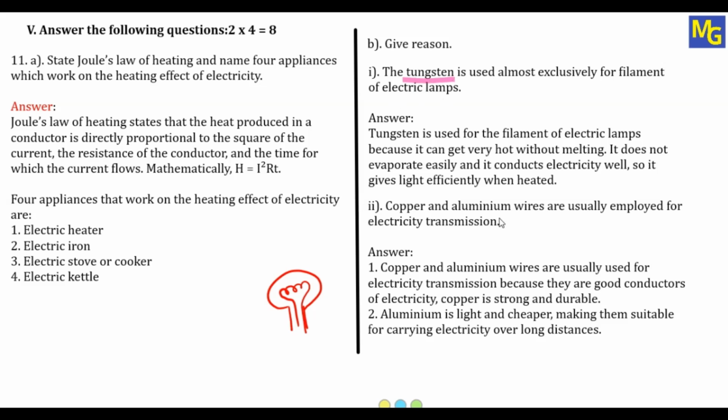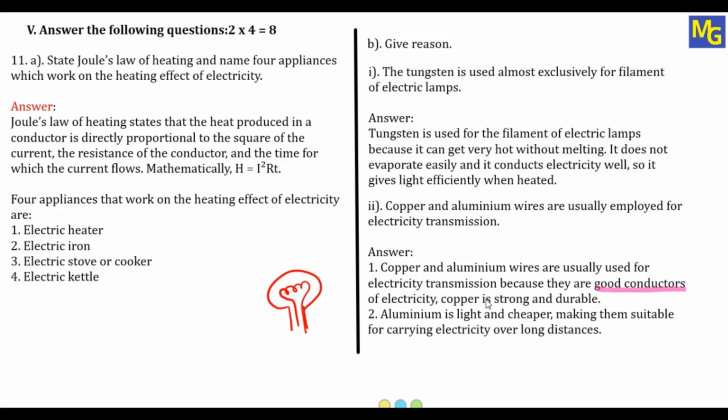Second, copper and aluminum wires are usually employed for electricity transmission. Especially in electric circuits, copper and aluminum wires are used. Why? We have to give the reason. First, copper and aluminum wires are usually used for electric transmission because they are good conductors of electricity.